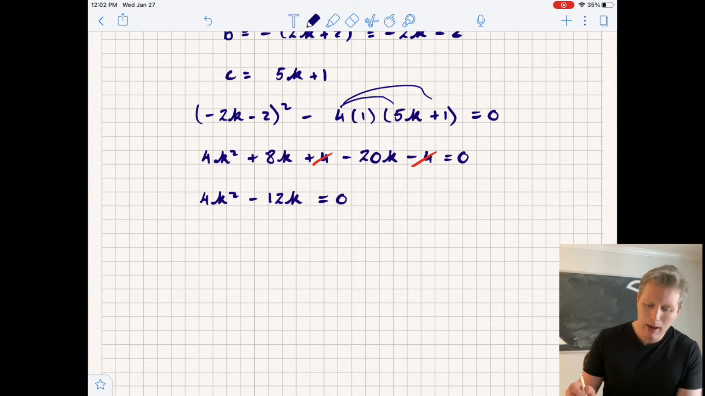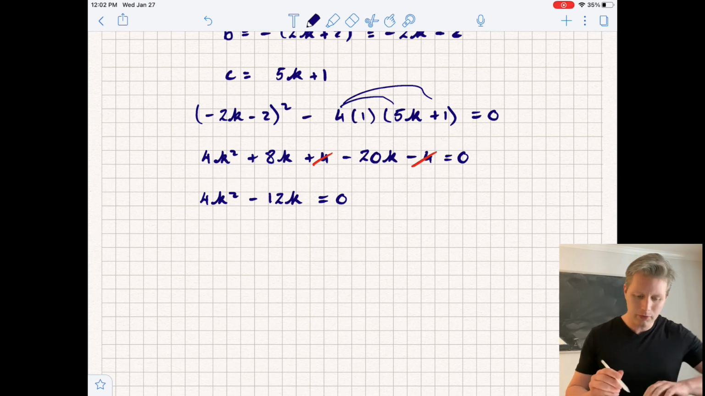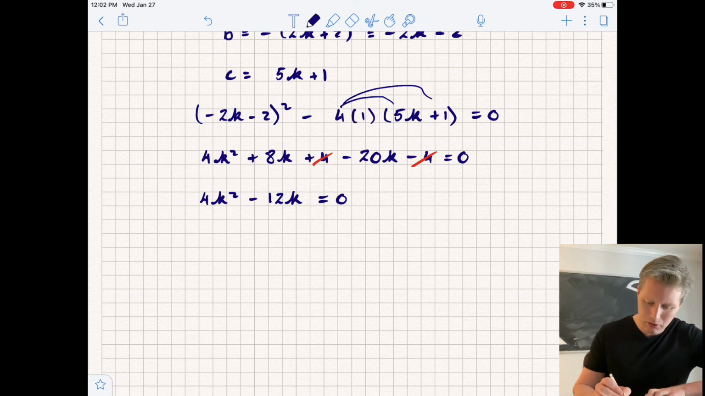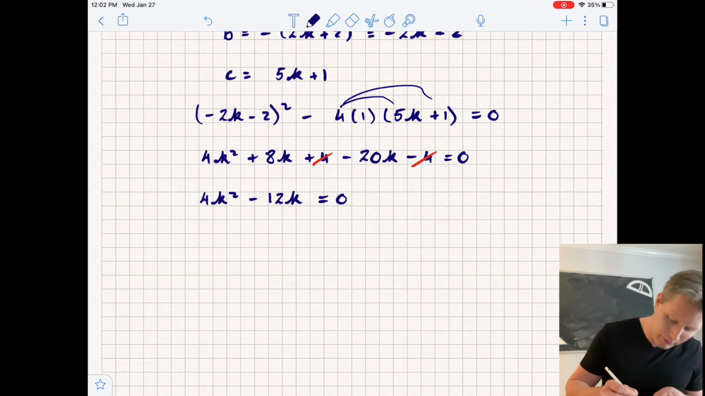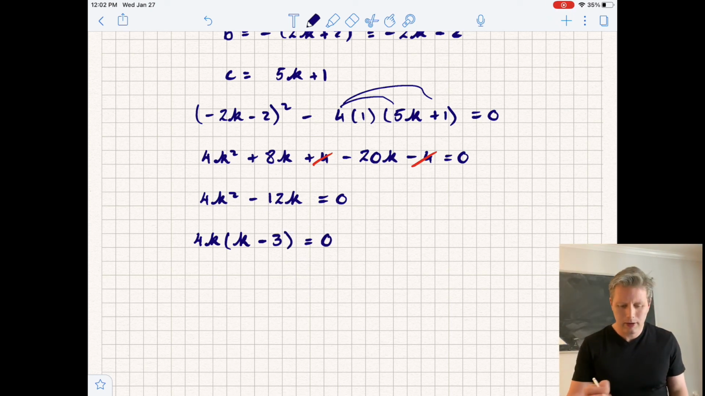It's a quadratic binomial. In order to solve these, I'm going to just factor out anything that I can factor from both terms. In this case, I notice I can factor out a k out of both terms, and I can also factor out a 4 from both terms. So factoring out 4k from both terms, I will be left with k minus 3. And that is my quadratic factored.